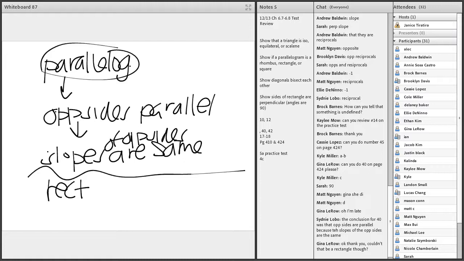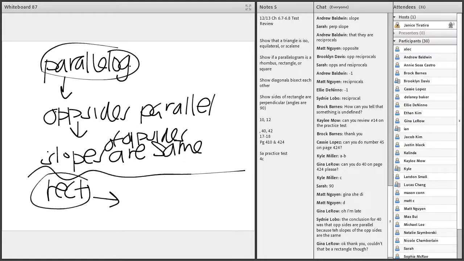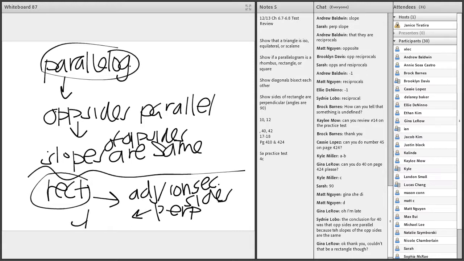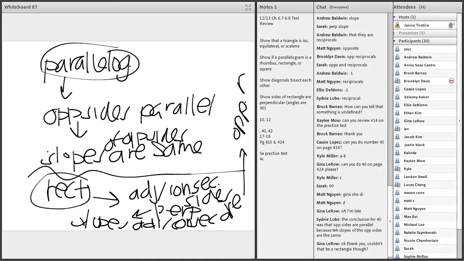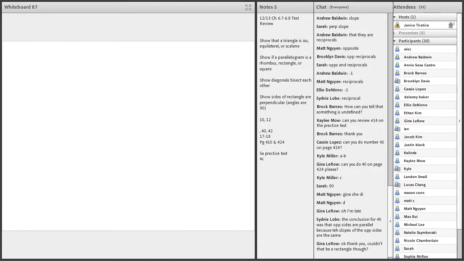If you're trying to show it's a rectangle, then you need to show that the adjacent or consecutive sides are perpendicular. That's a different story, meaning the slopes of the adjacent, consecutive sides are opposite reciprocals. For instance, 1/2 and -2, or 2/3 and -3/2, or -5 and 1/5. If you're trying to show it's a rhombus, then you need to show all sides are equal.